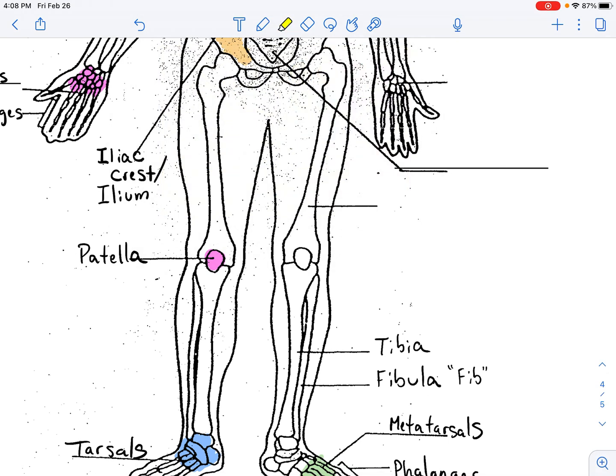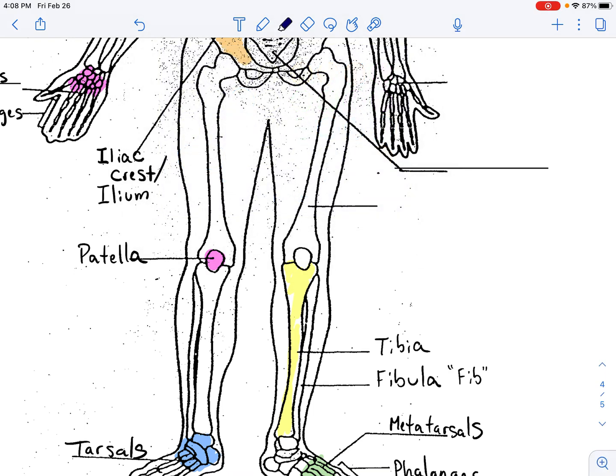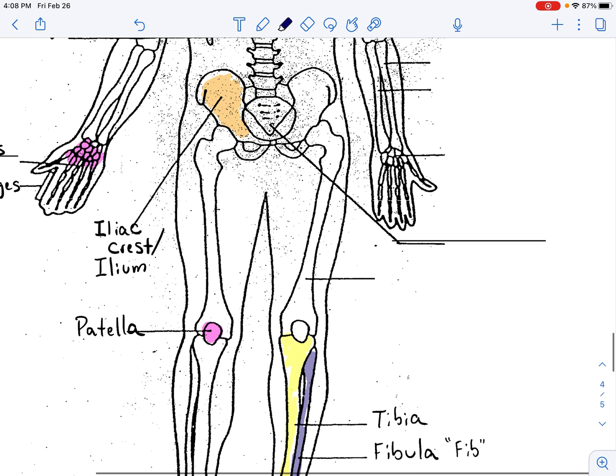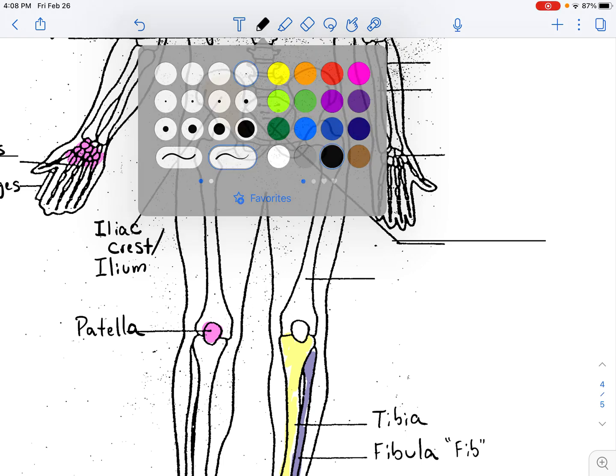And let me quickly highlight those. So here's the tibia. And here's the fibula. And then the femur is the largest bone, the long bone in the body.